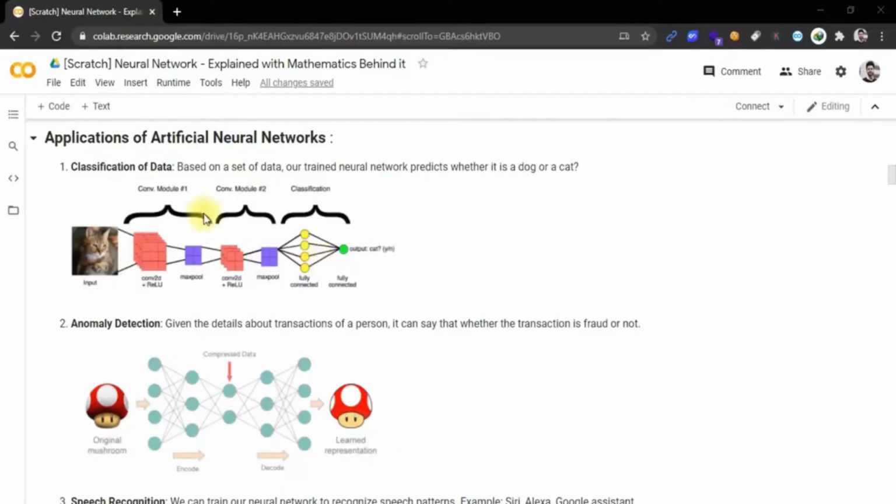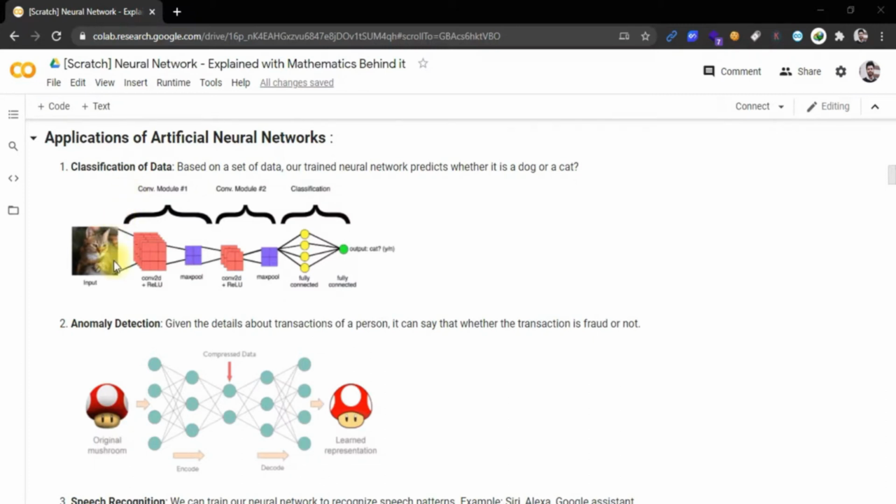So the first application is classification of data. Classification is where we classify data according to their categories. Like I have images of cats and dogs, and I want to categorize those images. With the help of a neural network, the part known as a convolutional neural network, I can do it very easily.